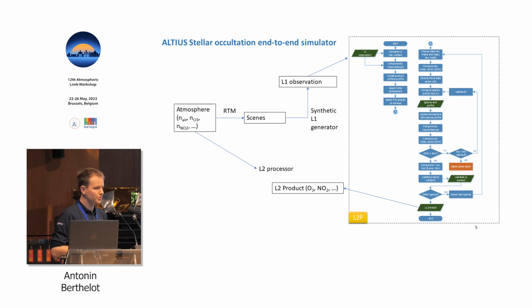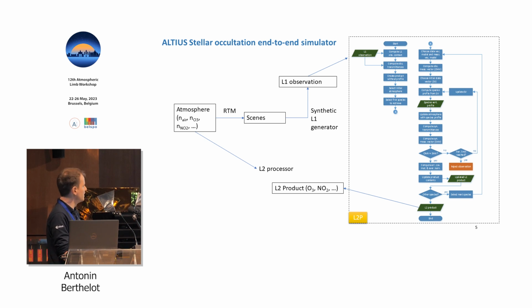This is our end-to-end simulator. So basically we just start with the atmosphere and species density. We use our radiative transfer model to generate scenes, and then we have a synthetic L1 generator to produce L1 observations such as we would have them once ALTIUS is flying.